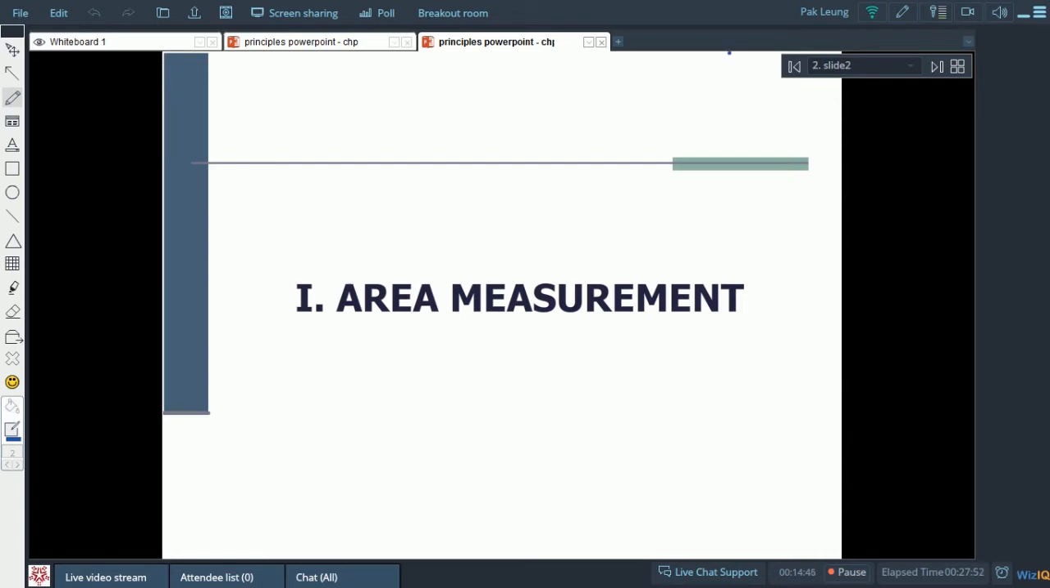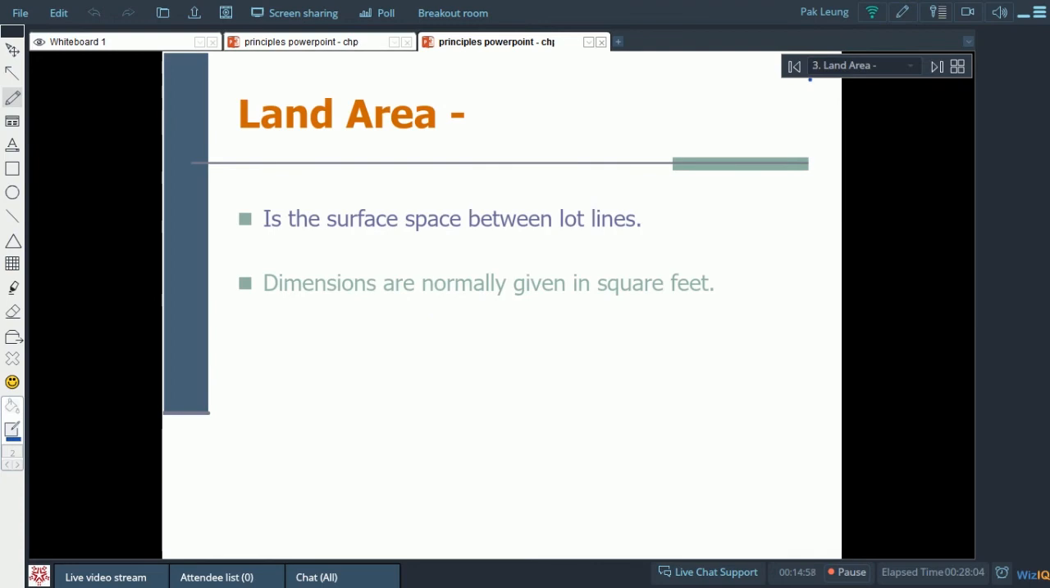Math is required when you actually do the business. The most common math problem is area measurement. 最基本的顺数在房地产的话就是面值了，怎么去算这个面值？ Land area is the surface between lot lines. 这是你这个地皮的线. Dimensions are normally given in square feet.